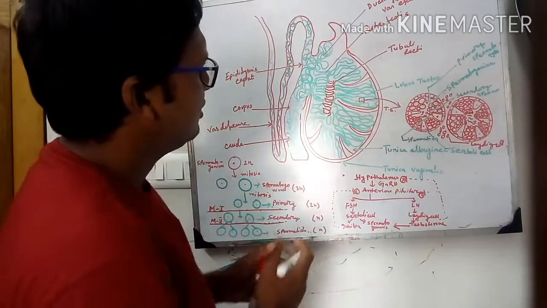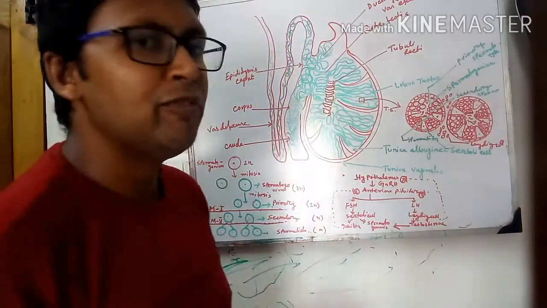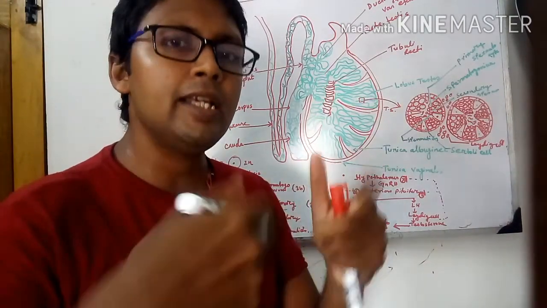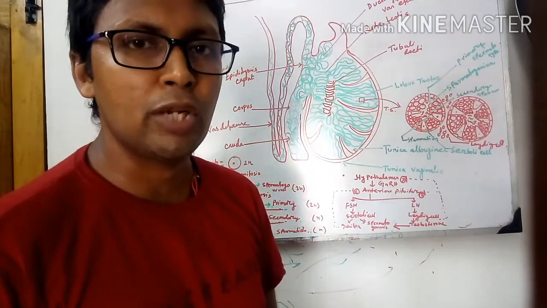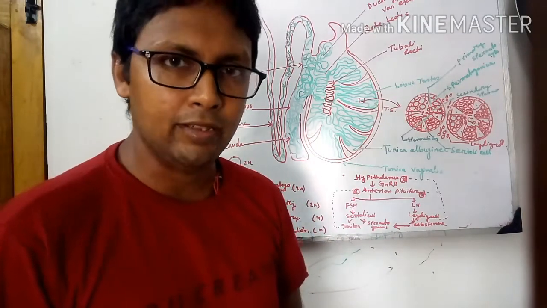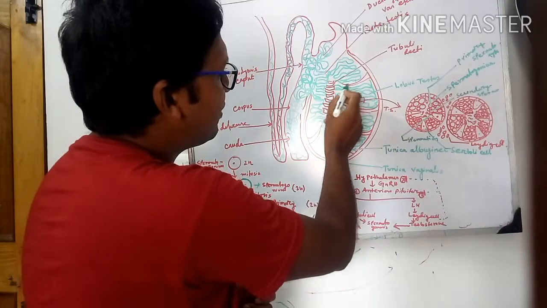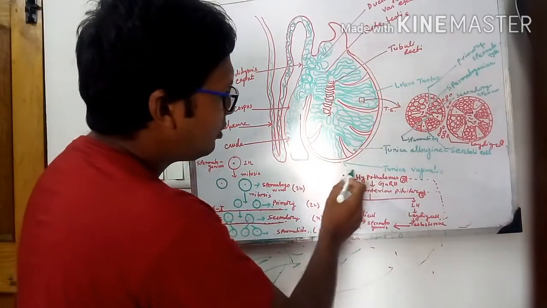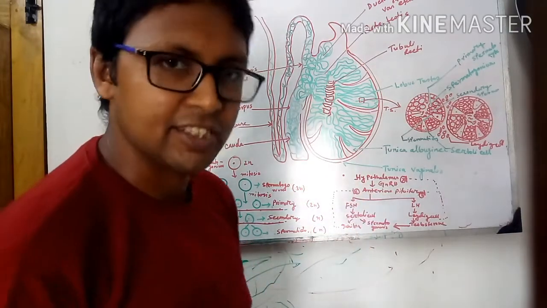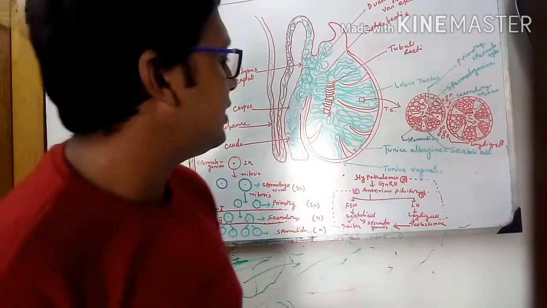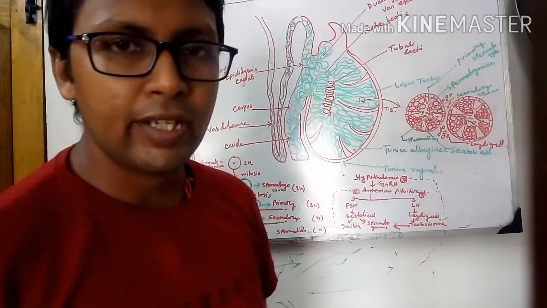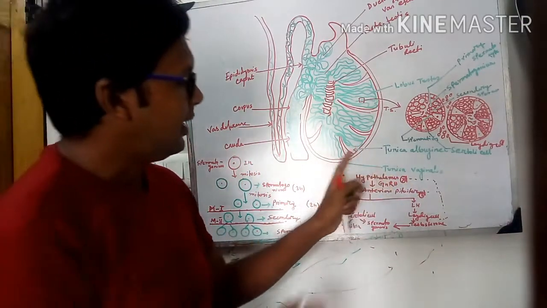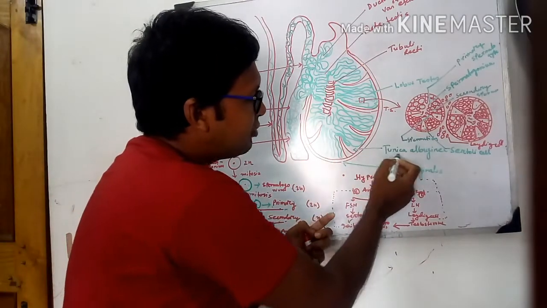This is a longitudinal section of the testis. The testis is actually full of highly convoluted seminiferous tubules. Convoluted means highly spirally coiled. These are the seminiferous tubules, and the outer layer of the testis is called tunica vaginalis. The term tunica vaginalis is also present in the ovary structure. Just below the tunica vaginalis there is the tunica albuginea.